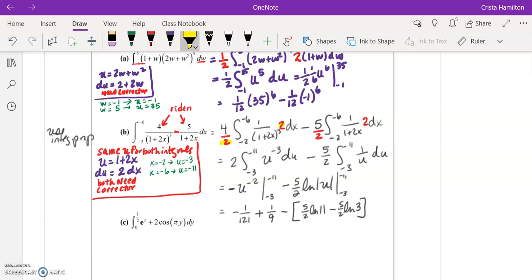Notice I added a corrector into both of these. I changed my bounds so that everything was in terms of u. I found each antiderivative. Now be careful. I'm also going to tell you negative mistakes are the biggest problem in these. So make sure you include these parentheses there. All right, well, you guys do the last two.